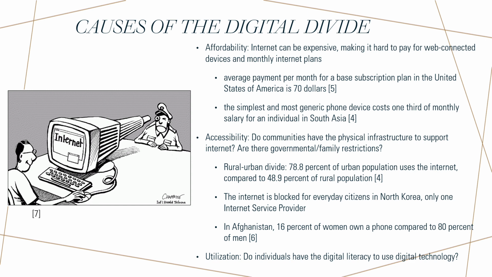The digital divide first stems from its expensive costs, making it hard to pay for web-connected devices and monthly internet plans. This is especially true for low-income families. The average payment per month for a base subscription plan in the United States of America is $70, which can cut into funds for groceries and utilities. The high cost for technology not only causes low-income families to compromise on having home broadband, but also devices such as laptops or tablets, although they tend to have smartphones.